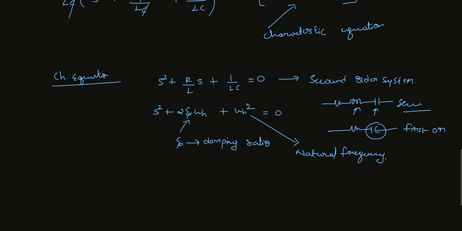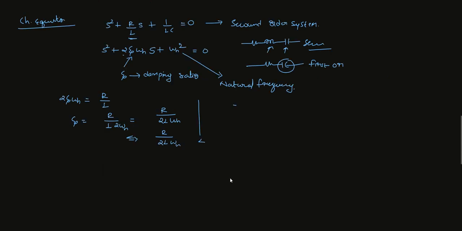Now compare these two and equate this 2 zeta omega n into S term with this R by L, then we will get the damping ratio. So 2 zeta omega n is equal to R by L. So from this, zeta is equal to R by L divided by 2 omega n. So that is equal to R by 2L into omega n.